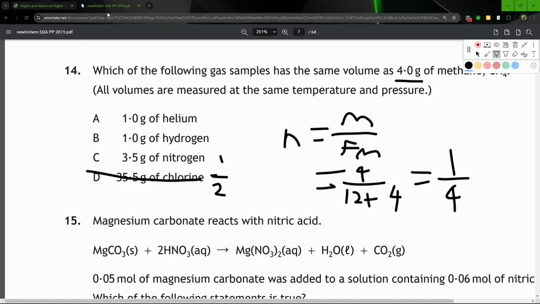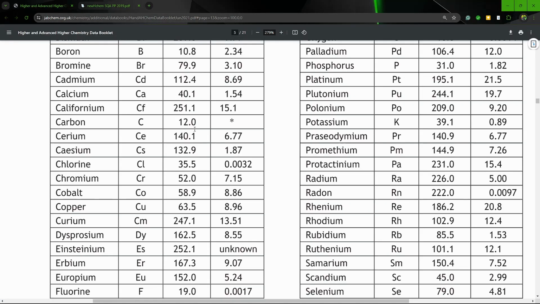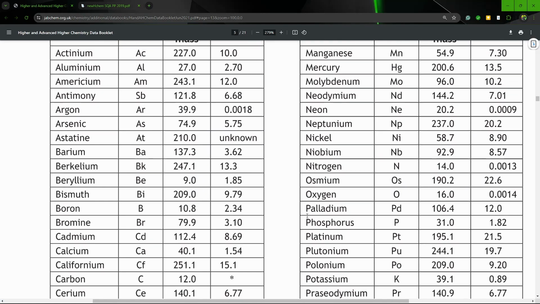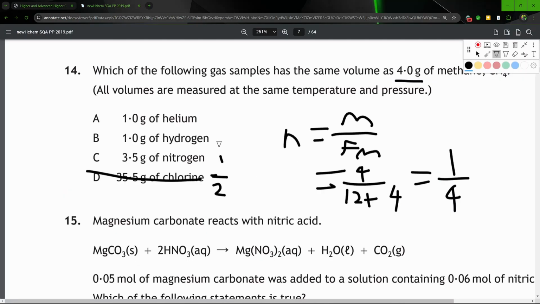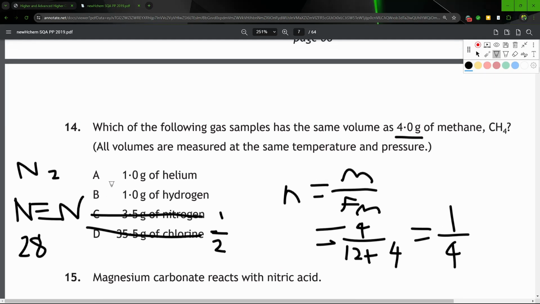3.5 grams of nitrogen. Well, at a passive glance, this has actually fooled me before. Nitrogen, oh, it's 14, and well, 3.5 is a quarter of 14. But remember, nitrogen is a diatomic element. It's triple bonded to itself, which means that its total formula mass is actually 28. So 3.5 is 1/8, not 1/4. That's bad as well.